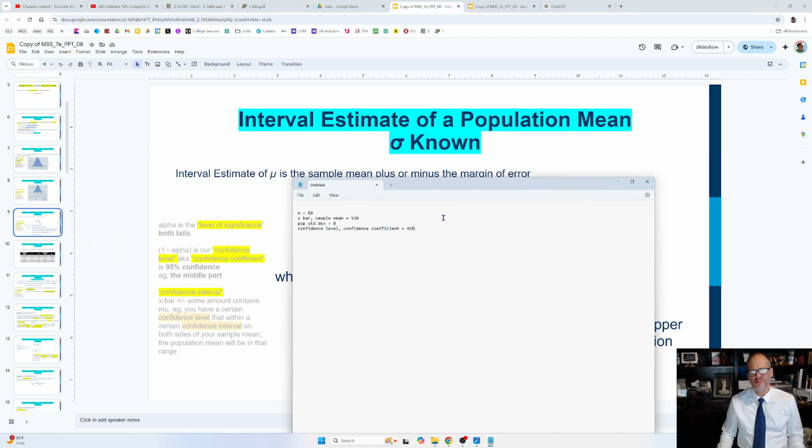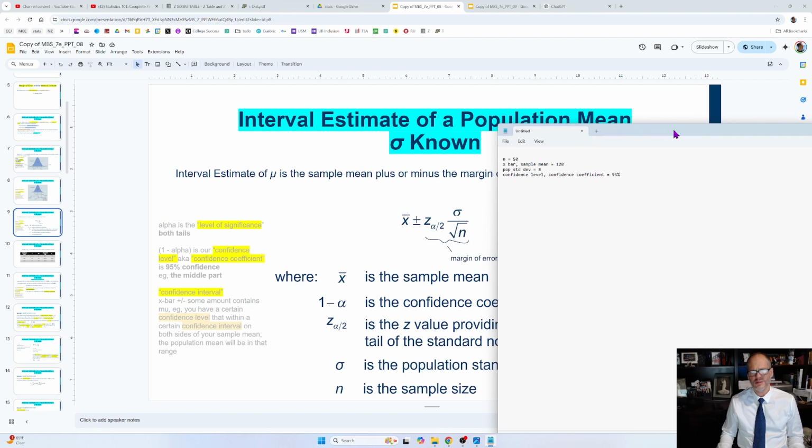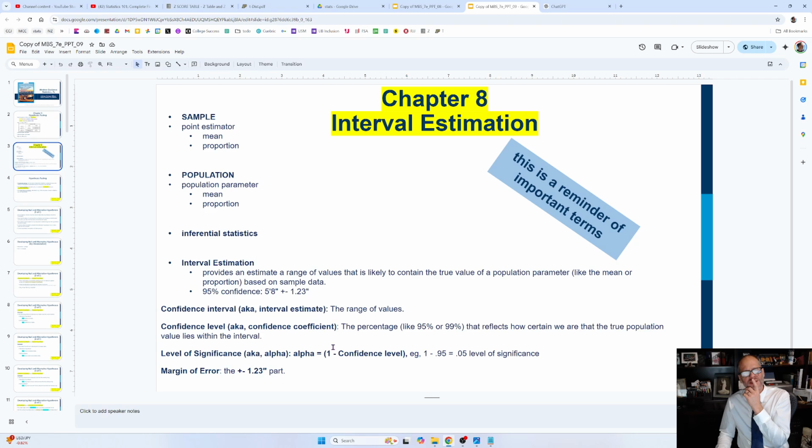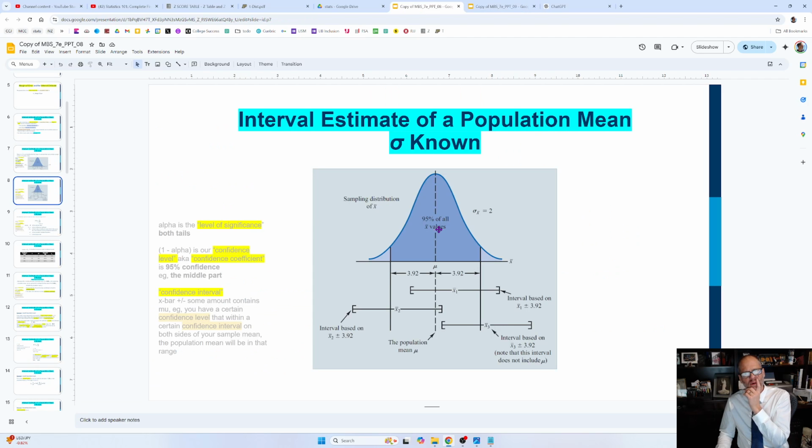So we'll take that formula and use it, and put our values in. We're going to have 120 plus or minus, and our z-score comes from our confidence level. If you remember, 95% confidence, and then we have our alpha, which is known as the level of significance. It'll be 1 minus the confidence level, so alpha is going to be 0.05. That 0.05 is this and this combined.